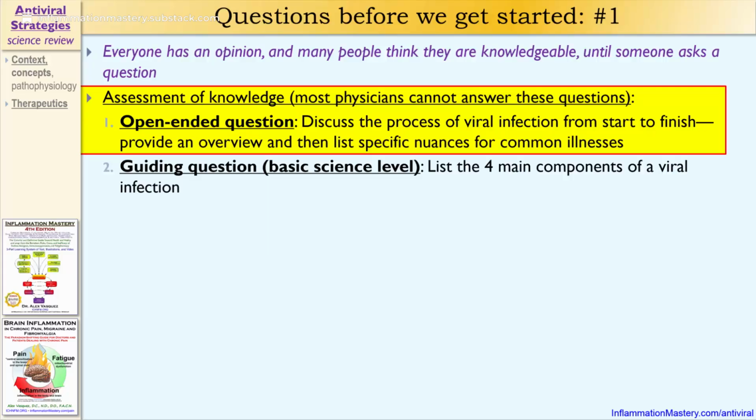This is a guiding question, and this question I've kind of structured at a basic science level. List the 4 main components of a viral infection. So what are the 4 main components of a viral infection? Some people might say, well, maybe we can come up with 3, or maybe we can come up with 5 or 6, but I think that we should keep this list as short as possible while still being complete.